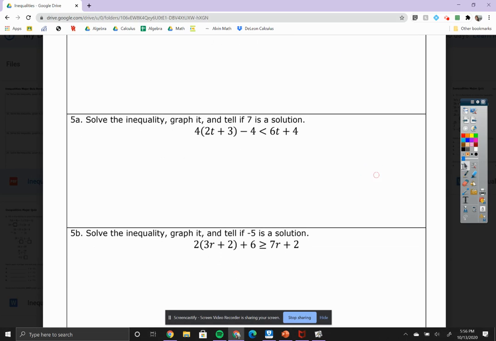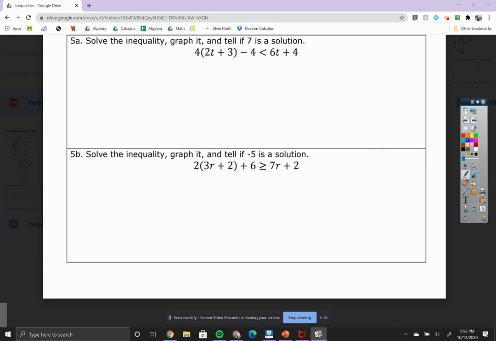Okay, last one, we have 5b. So again, I'm going to need to distribute. So 2 times 3r is 6r. 2 times 2 is 4, plus 6 greater than or equal to 7r plus 2. I have like terms on the left, so 6r plus 10 is greater than or equal to 7r plus 2. Now we're used to the variables being on the left side, so I'm going to go ahead and move this 7r to the other side by subtracting 7r.